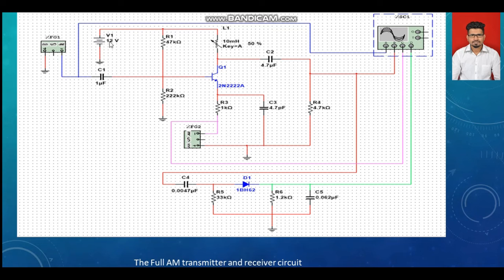The transmitter circuit consists of a power supply, resistor, transistor, capacitor, inductor, and variable inductor. The receiver circuit consists of a resistor, capacitor, and a diode.